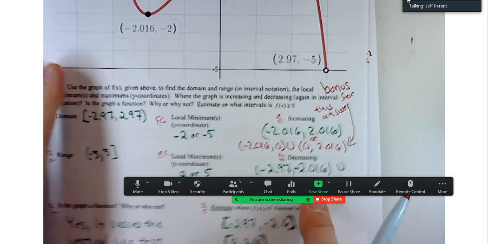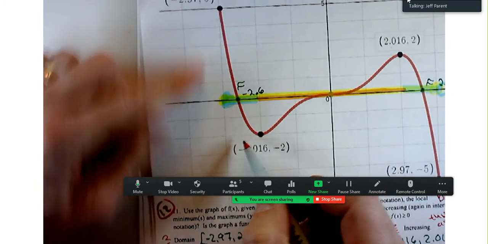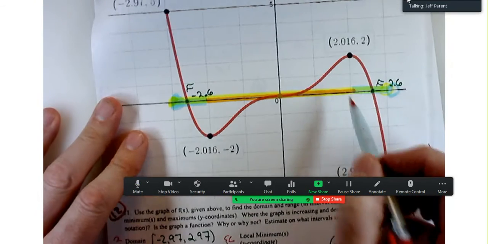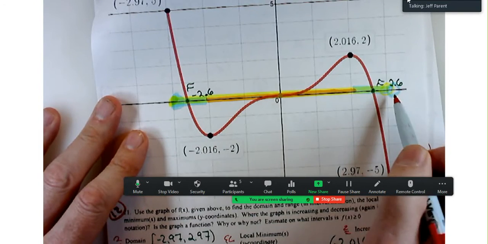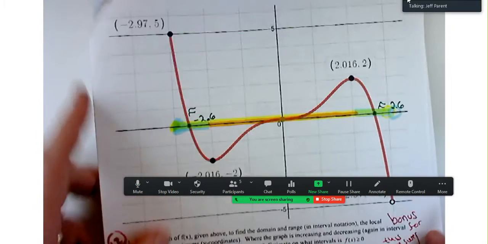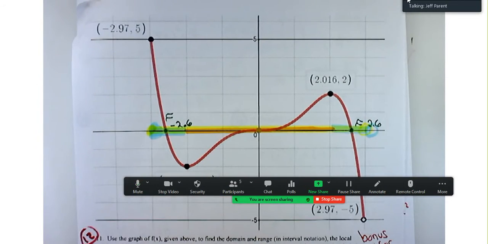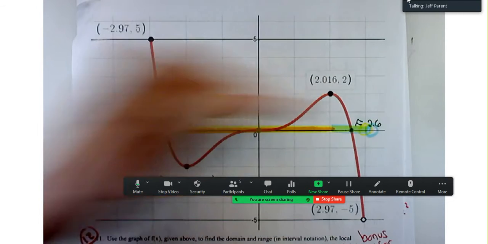Likewise, it's decreasing in a couple intervals. It starts decreasing to the left of this point, and it's decreasing again to the right of this point. So those are the intervals where it's decreasing and increasing. A couple other things I could ask about this would be, is this a function? So what do you think? Is this graph a function? Yeah, it passes the vertical line test. Is it a one-to-one function? No, it fails the horizontal line test.